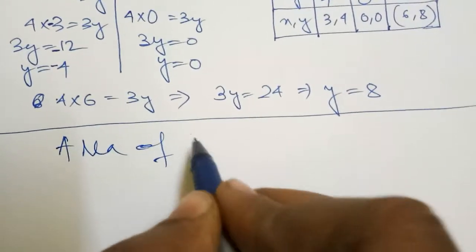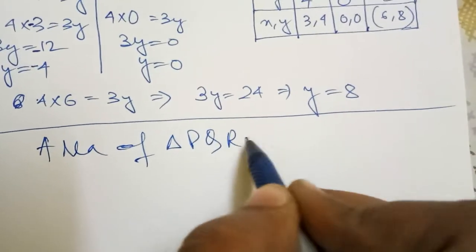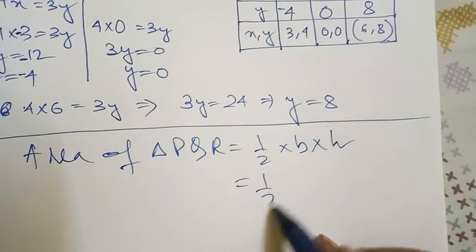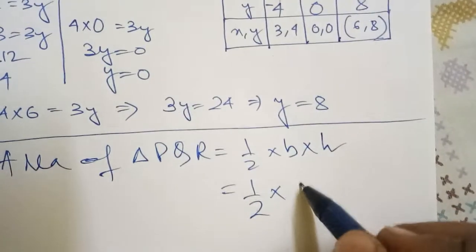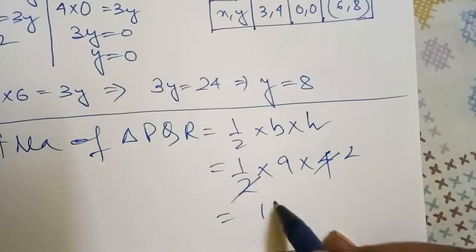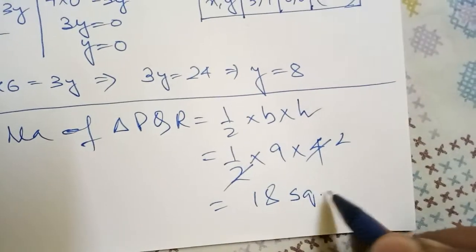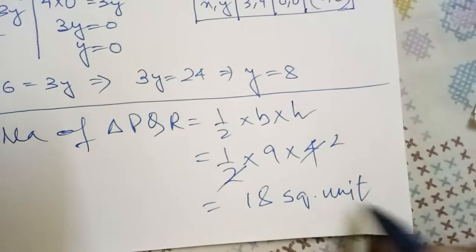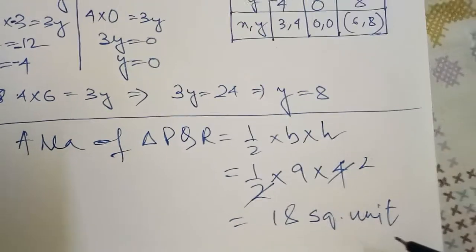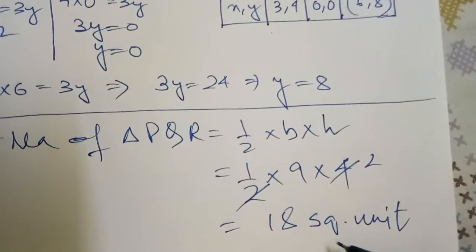area of triangle PQR equals half into base into height, we know the formula. Now half into base: base is 9 and height is coming 4. Cancel this, and you will get 18 square units. You should write square units because in the question no centimeter or meter is mentioned. In that case you have to write square units.